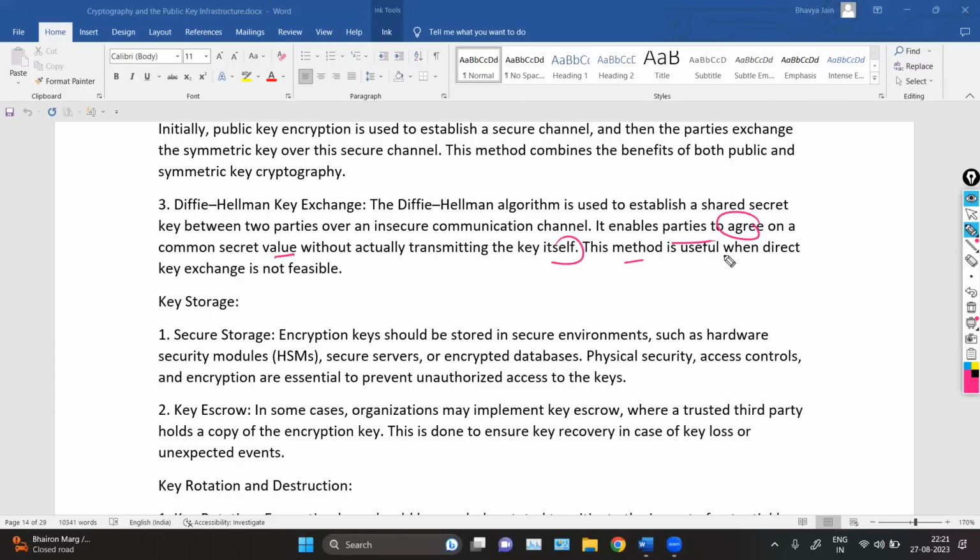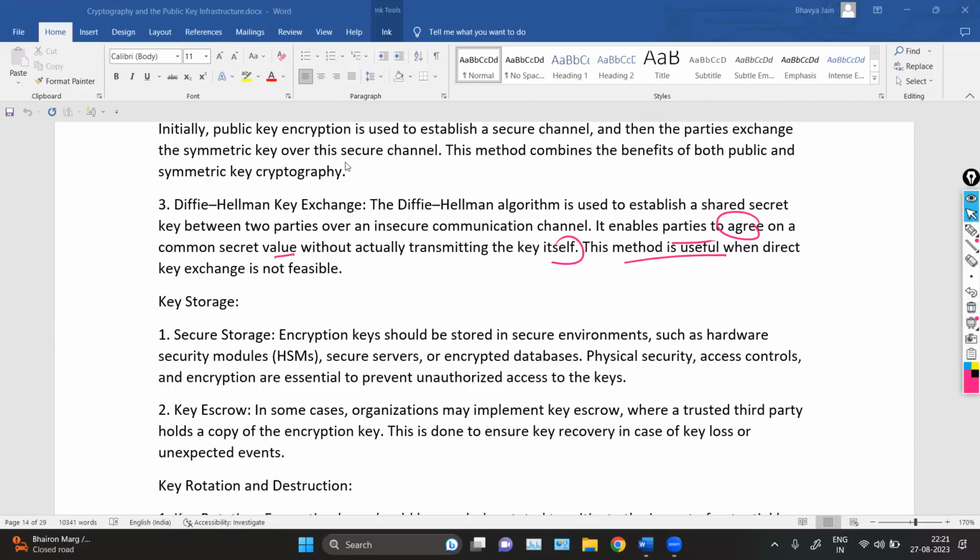So the method is useful when direct key exchange is not feasible. Both parties, the sender and receiver, agree upon a common secret value without actually transmitting the keys.